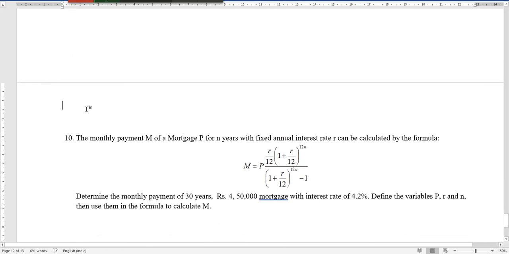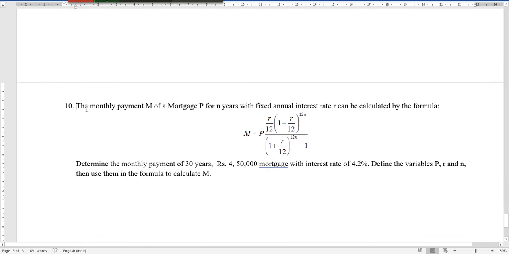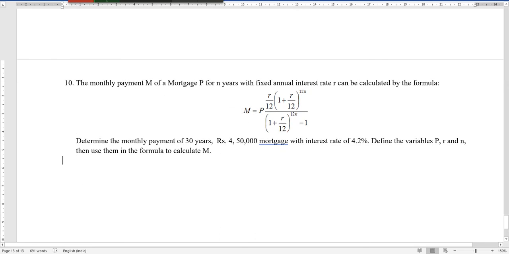10th question. Now this is not a big question. Everything is given. A monthly payment M, we have to find the monthly payment. Mortgage P, P is nothing but the mortgage. N is the number of years with fixed annual interest rate R. So all are given, the formula is given. Determine the monthly payment of 30 years, the mortgage amount is this one, and the interest rate is this one. So find the m value. Very easy. So the Matlab code.